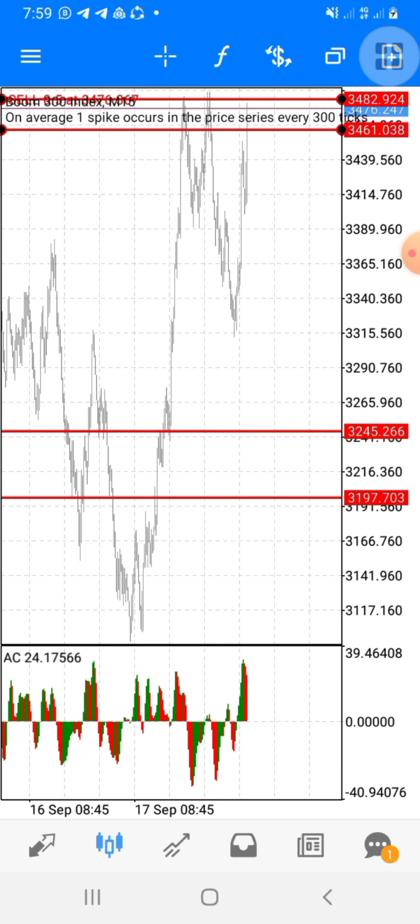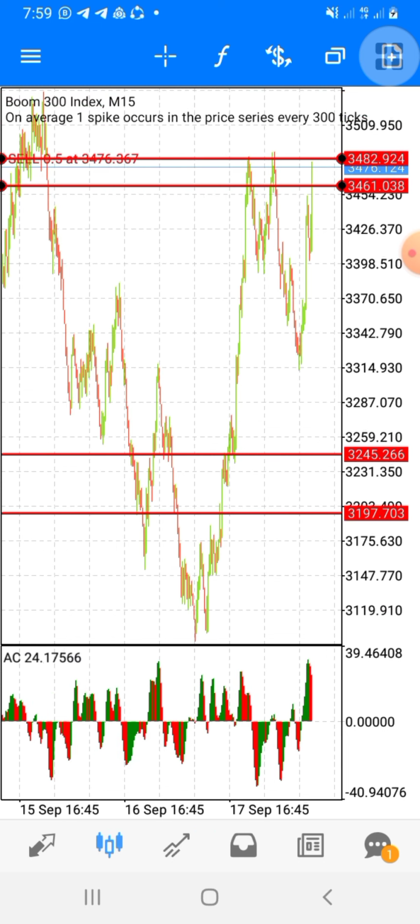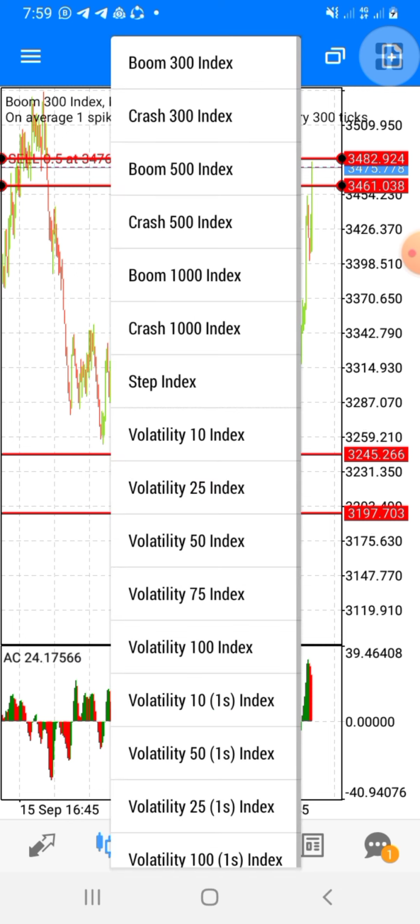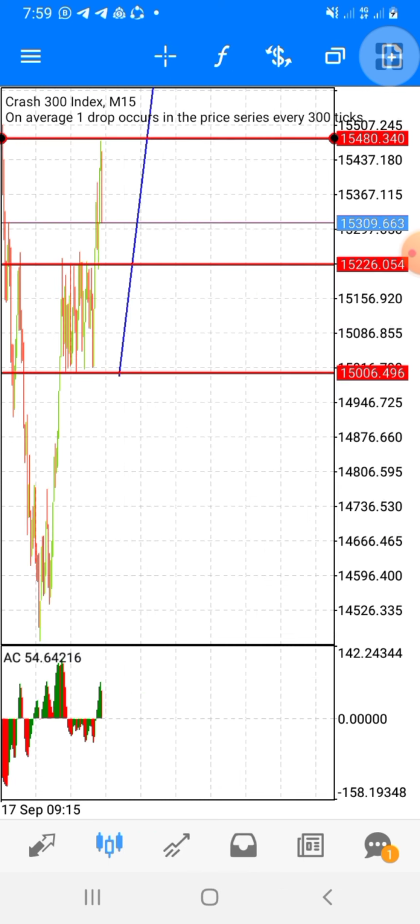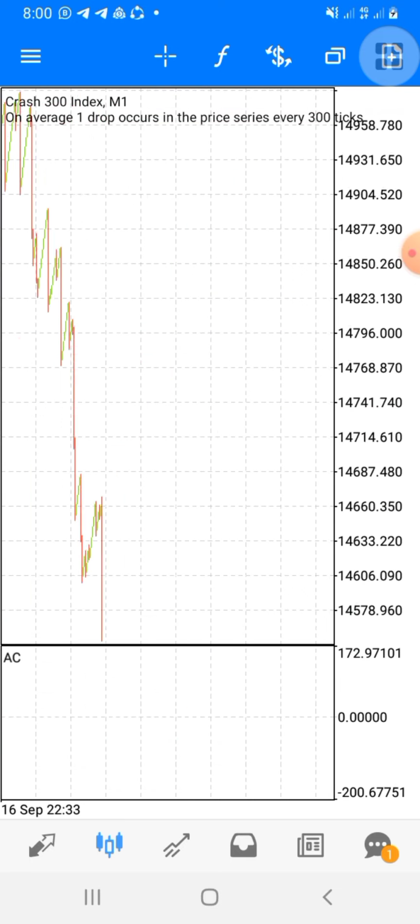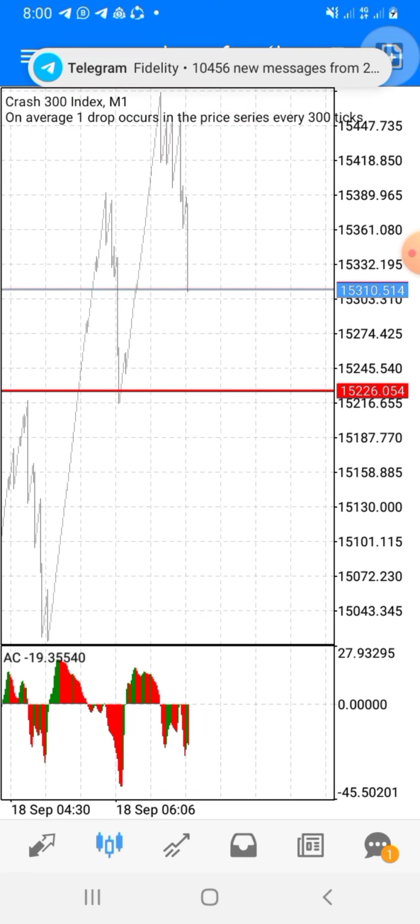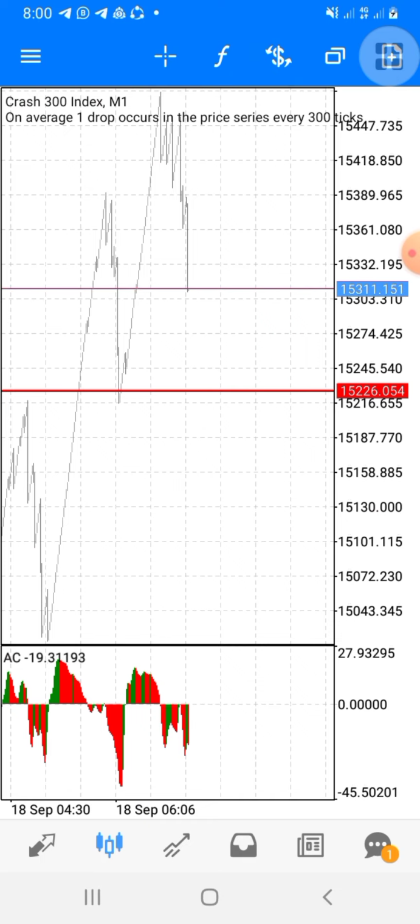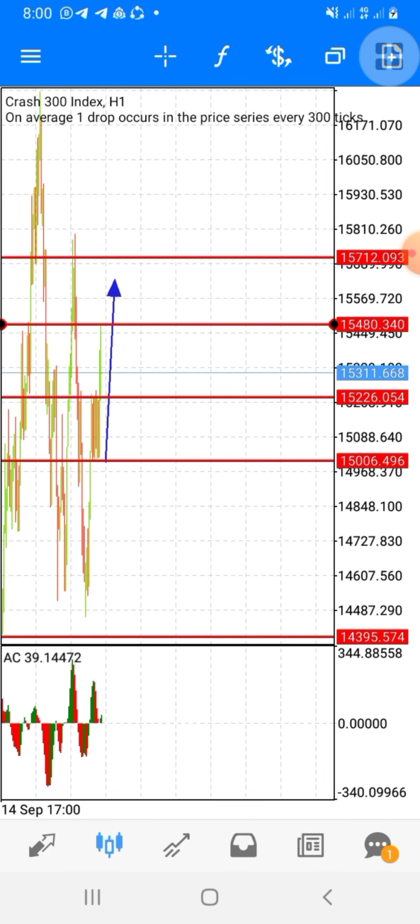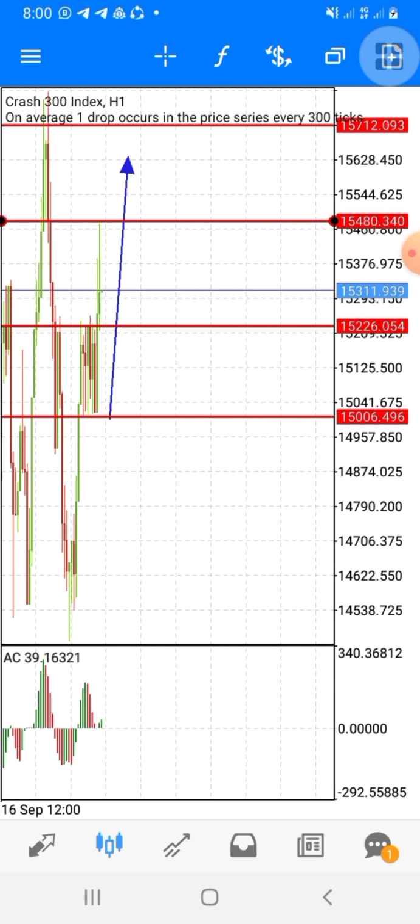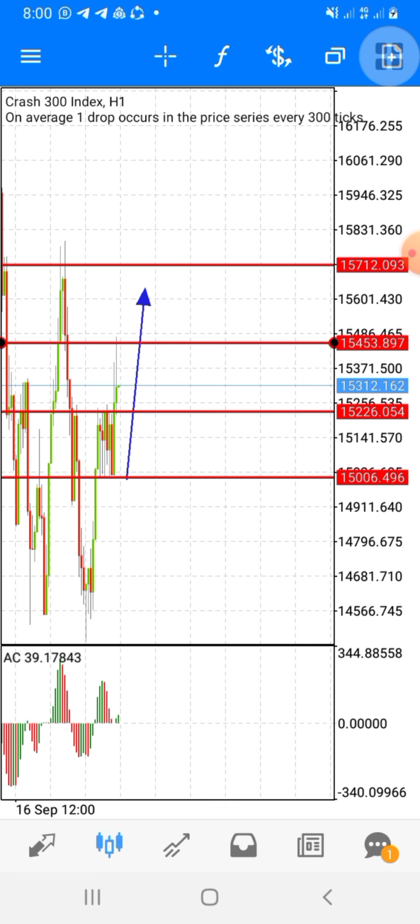And if it spikes against me and breaks that level, I'm going to close it in loss. That is how it is done. If it spikes against me and closes above here, I'm going to exit in loss, and I'll take that as my loss. Okay, so now let me check Crash 300. Now see that Crash 300 has also done what I expected of it. That's why I closed my trade, because this market wants to retrace back, even though I wanted it to go up to my TP at the top line.